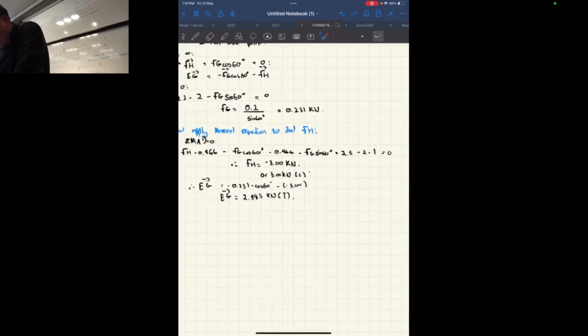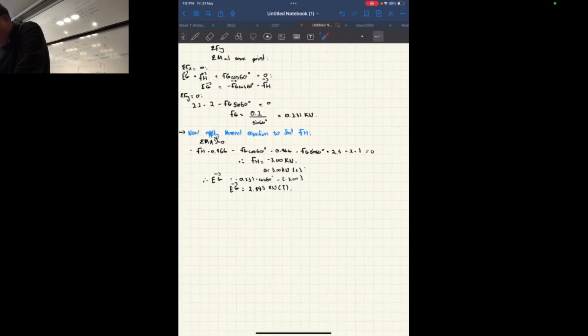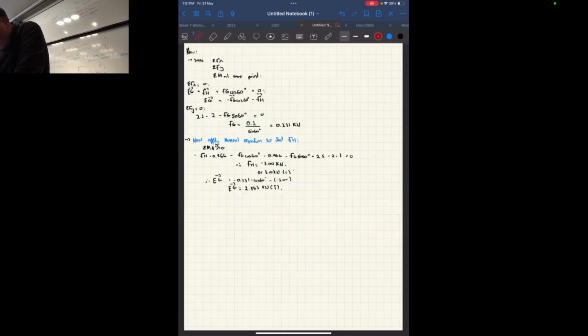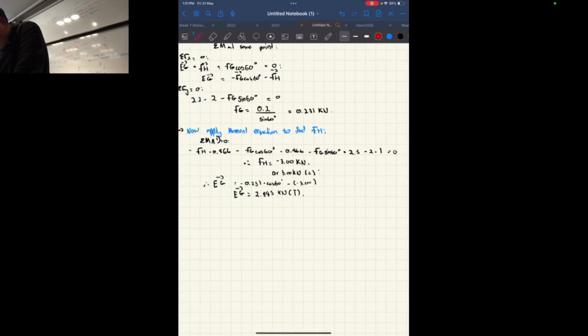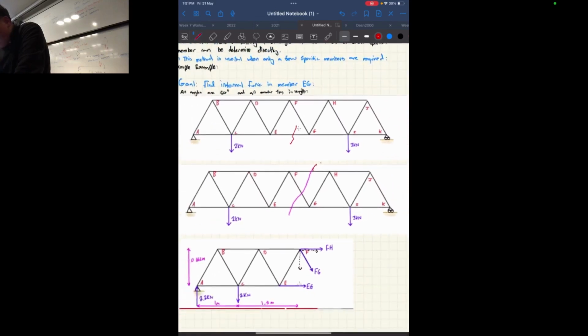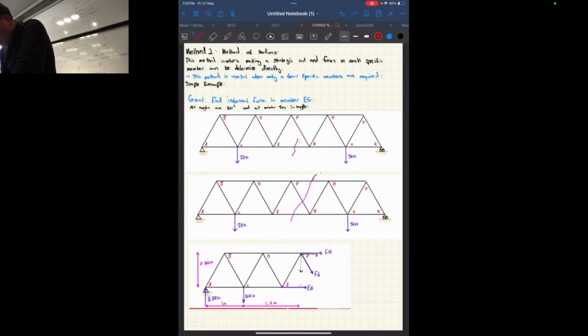And now we apply the moments equation to find FH. So we take a moment around point A. So here we got negative 2 kilonewtons causing a clockwise direction, so that's going to be negative. In this question, I'll start from FH. FH is a horizontal force, but imagine you're pulling that way, so it's causing a clockwise direction going down like that. So that would be negative FH times the perpendicular distance, which is given here, 0.866.